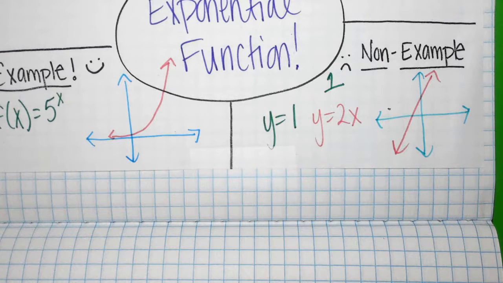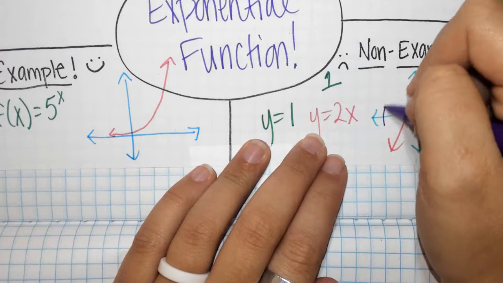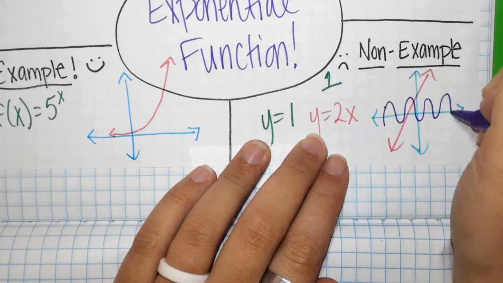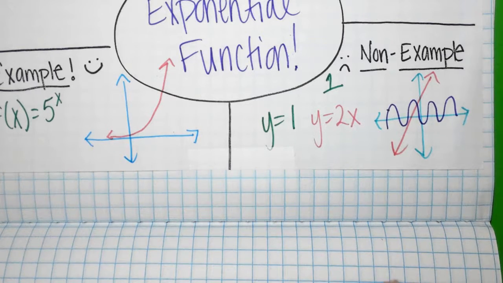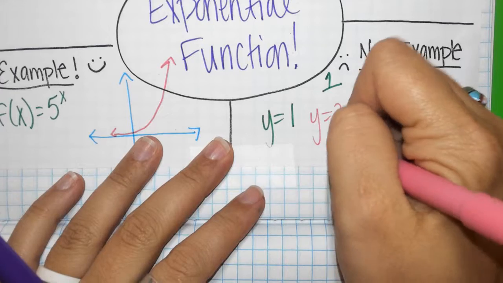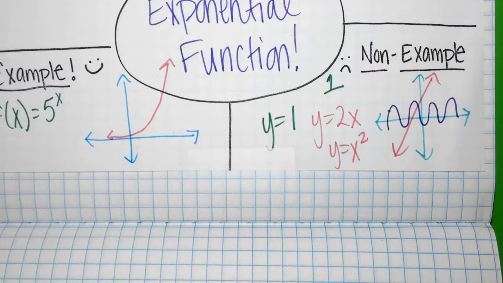Or maybe a wavy line. A wavy line? Yeah. So you could have one, I'm going to draw it on the same graph, that looked like this. That's not an exponential function. That's actually the graph of cosine. What about just like a big hump? That's a quadratic. And that's also not an exponential function. It would look like this. y equals x squared. That's not an exponential function because the exponent is 2, not x.